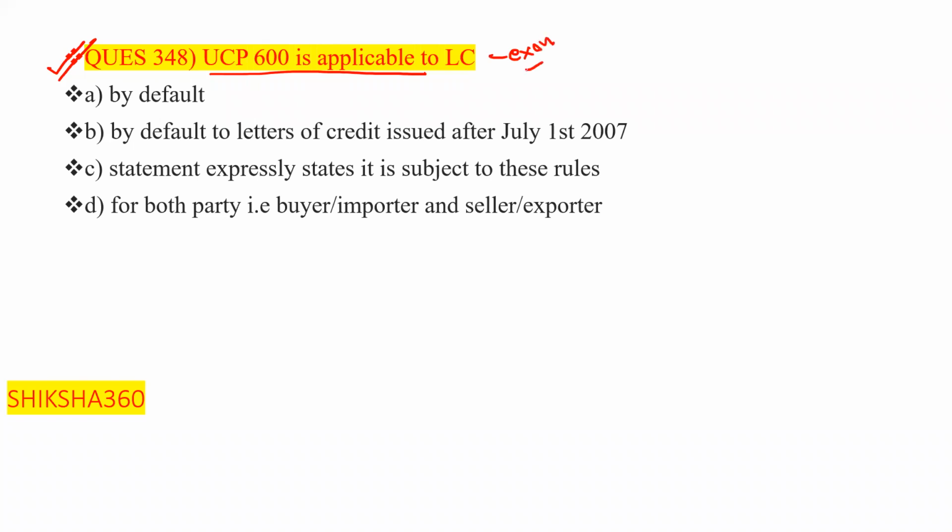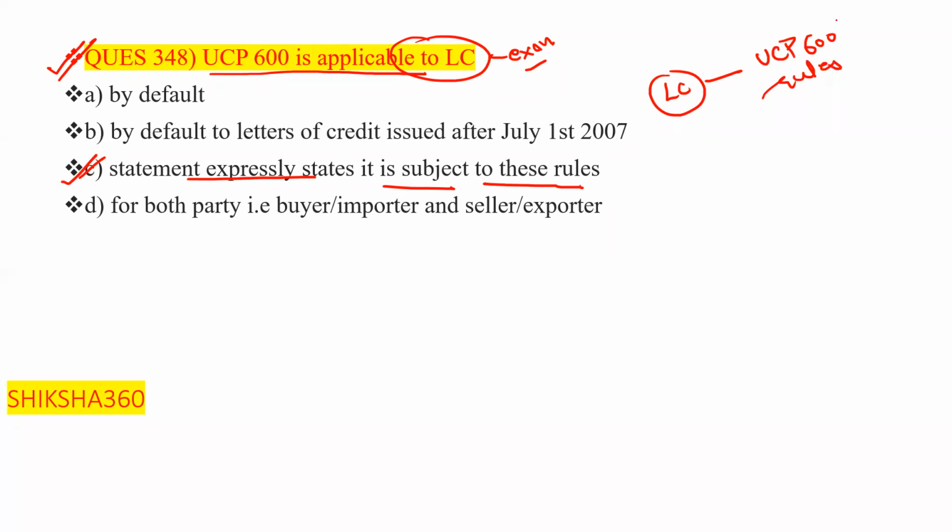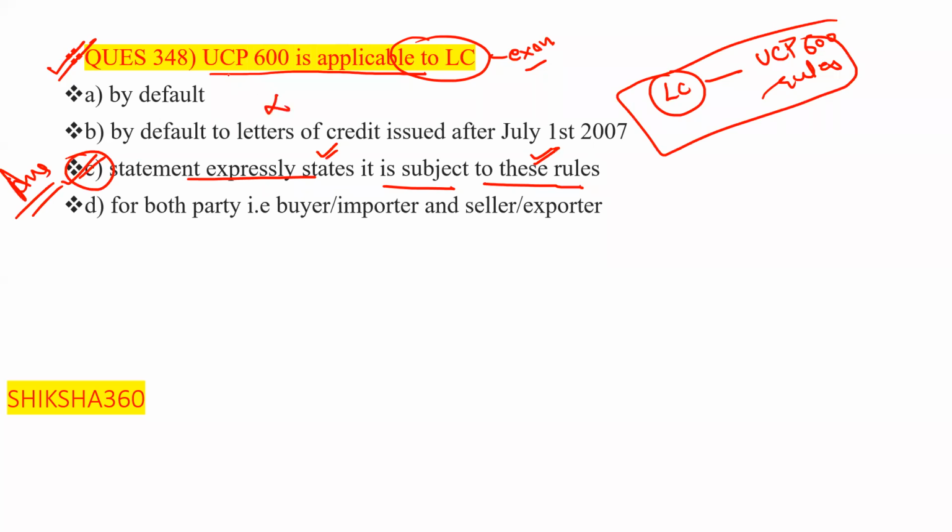UCP 600 is applicable to LC. The statement expressly states that it is subject to these rules. That is, the LC is subject to UCP 600 rules. It has to be that the statement expressly states it is subject to these rules. So option C is the correct answer. By default, no.